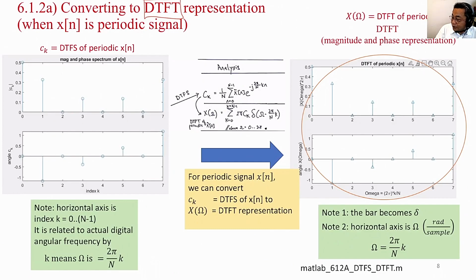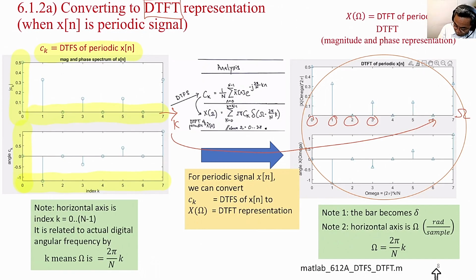So this is page 8 of our slide. What we did was that we first calculate Ck's, which is here, the magnitude and the phase plot, and this is k from 0 to 7. What we then do is that we convert the horizontal axis first. The horizontal axis is k. We convert it into omega. And then you say, oh, it's still k equals 0 to 7.